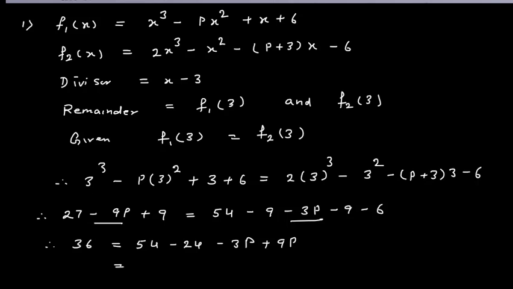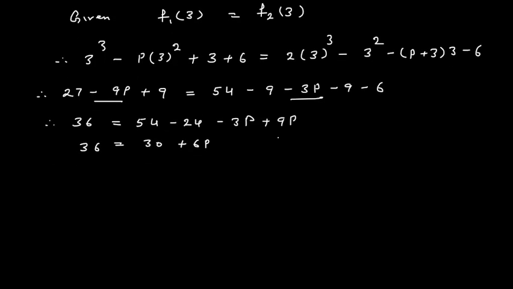So 36 equals, now 54 minus 24 is 30, minus 3p plus 9p is plus 6p. So 36 equals 30 plus 6p, therefore this will give me the value of 6p. So the value of 6p will become 36 minus 30, and this is 6, so this gives the value of p as 1.